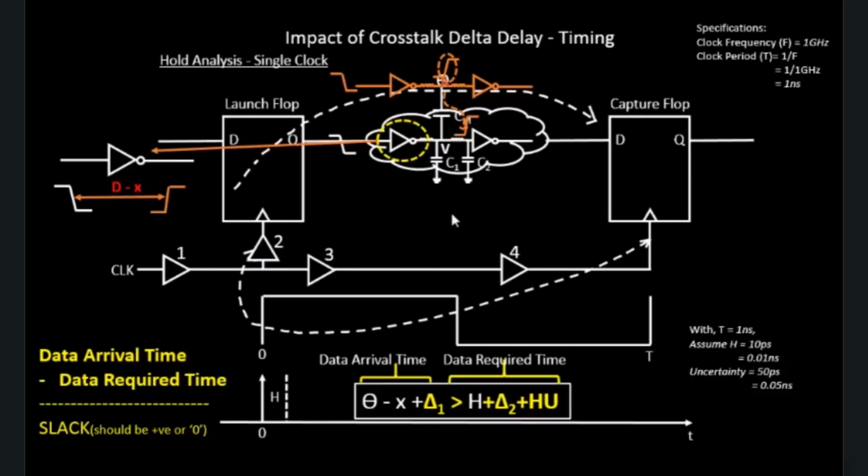So you see the impact of crosstalk delta delay. Even if the circuit has been timed at theta plus delta 1, if this crosstalk part was not taken care of, it will itself create a data arrival time much below the data required time, and things don't work as expected. So it's very important to take care of this kind of scenario whenever we enter the routing phase.